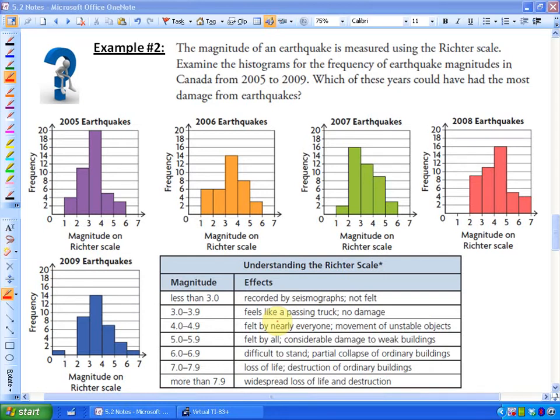This question says, the magnitude of an earthquake is measured using the Richter scale. Examine the histograms for the frequency of earthquake magnitudes from 2005 to 2009. Which of these years could have had the most damage from earthquakes?